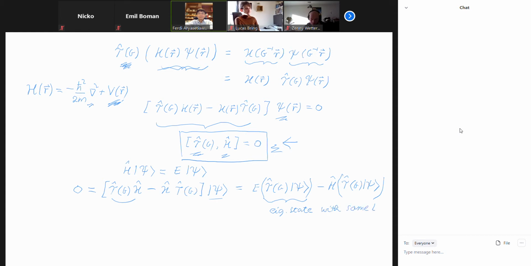In other words, this state is degenerate to the state here. Of course, it could happen that this state is just the same as this state. In that case, there is no degeneracy. But in general, this state could be different from this one here, and we have degeneracy.